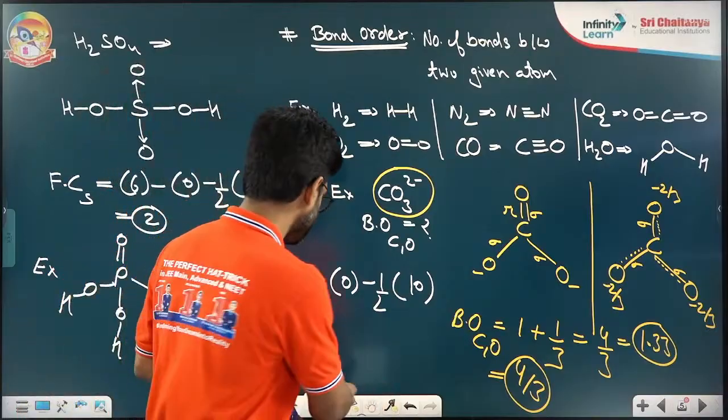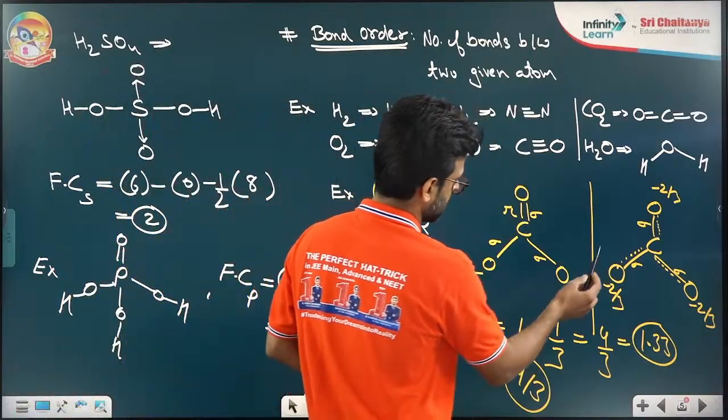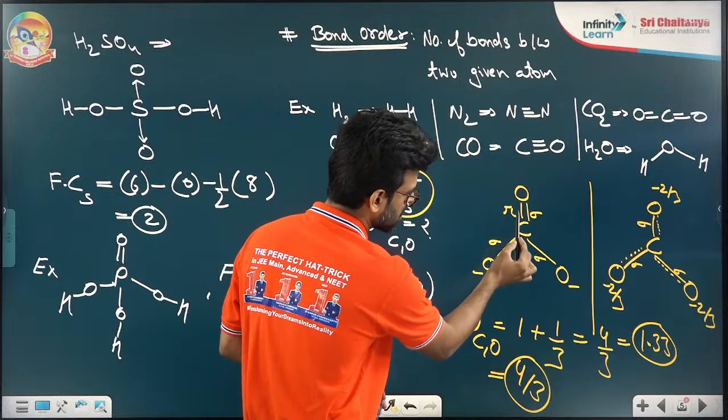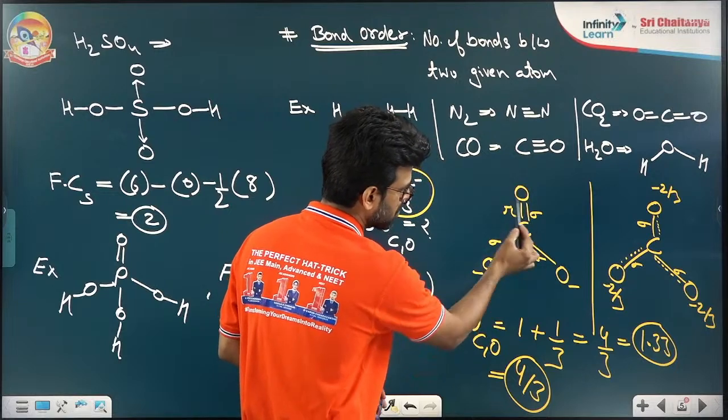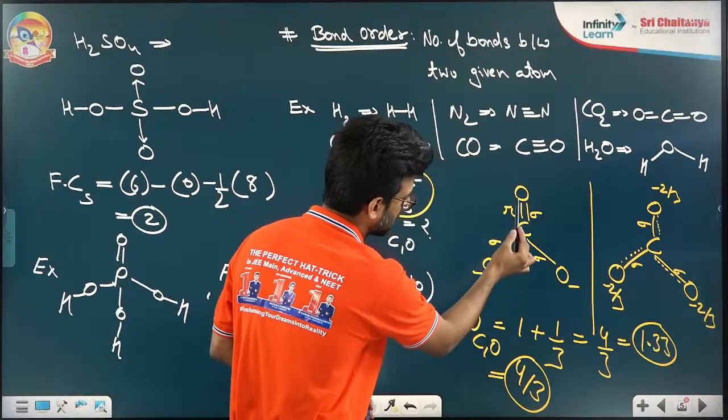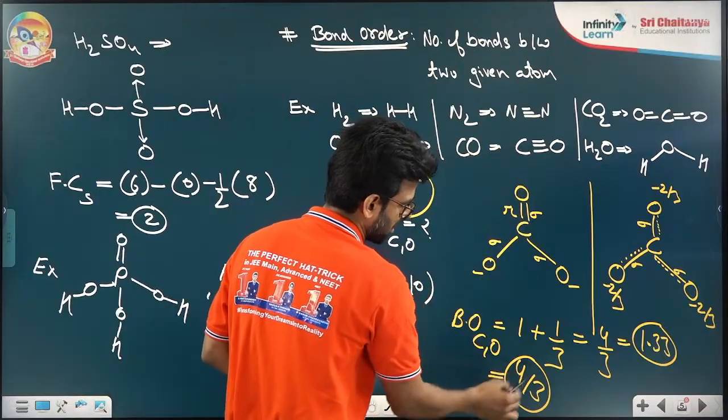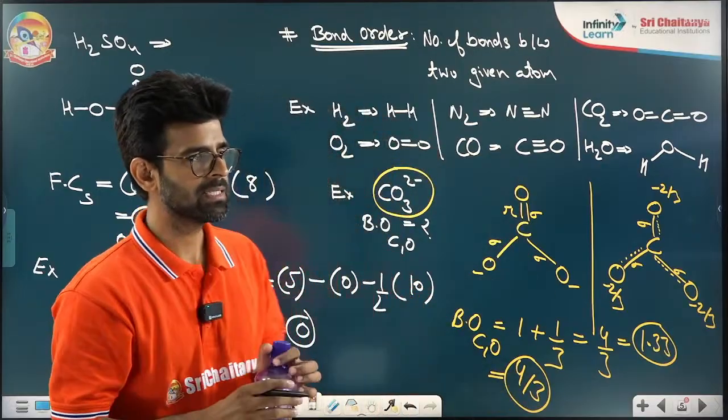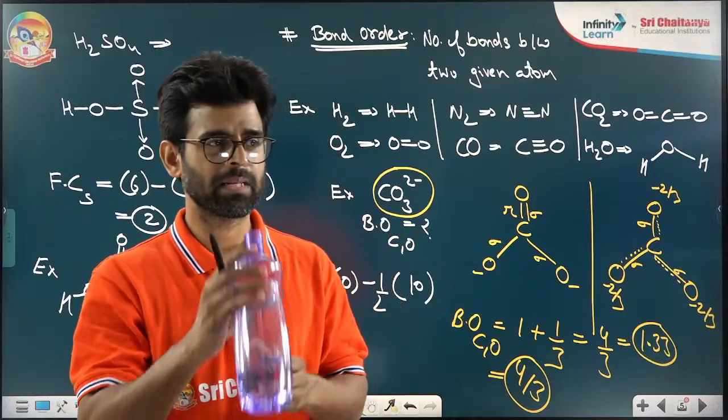How you can go through like this one? Imagine. Here, total how many bonds? 4 bonds, 1, 2, 3, 4. And 4 bonds will divide in how many locations? 3 locations. 1 here, 1 here, 1 here. So 4 by 3. That is 1.33. Fine, bacha. Right?